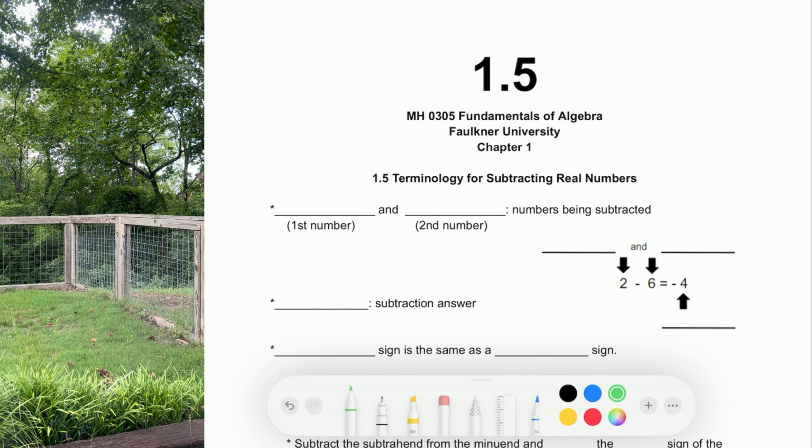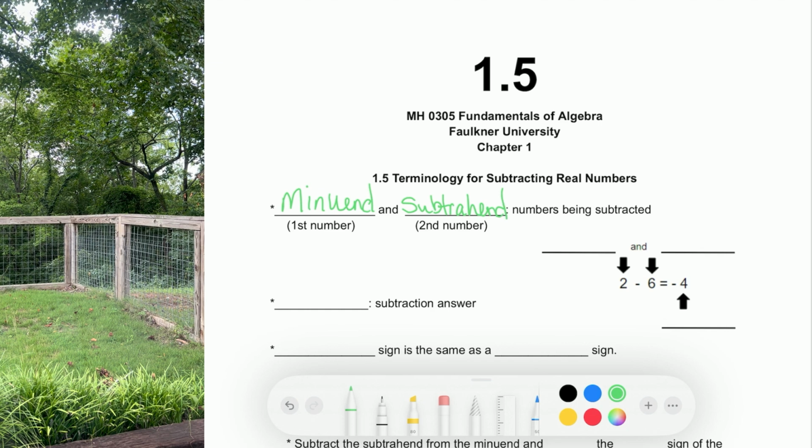Welcome back, students, to section 1.5, terminology for subtracting real numbers. The term that we're going to use for the first number is the minuend. And the second number is going to be called the subtrahend. These are the numbers being subtracted.